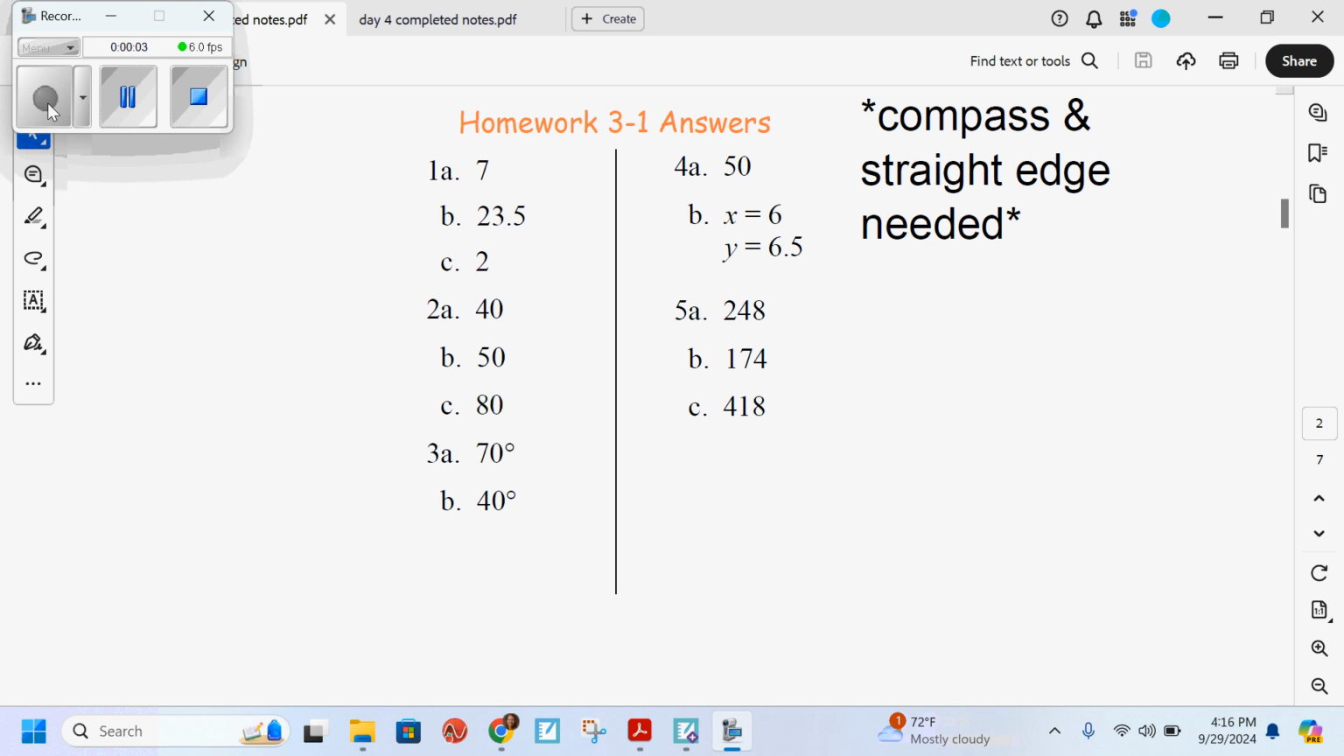Hi everyone, go ahead and check your answers to the day one homework. If you have any questions, I can help you with them when I return. So feel free to pause and take as much time as you need. You also need to make sure that you have a compass and straight edge for the start of this lesson. So grab those if you don't have them already.